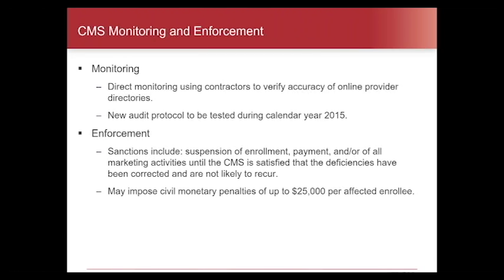Part of this with CMS involves monitoring. And in 2015, they've been working on audit protocols and testing to be sure that they have ways to monitor, using independent contractors to verify accuracy of online provided directories. And most importantly, there are enforcement components to the regulations, including sanctions that can go as far as suspension of enrollment, payment, and all marketing activities until CMS is satisfied that deficiencies are corrected, and also financial penalties, which can be up to $25,000 per affected enrollee. So this is serious, requirements and monitoring and enforcement to ensure compliance. Next slide, please.